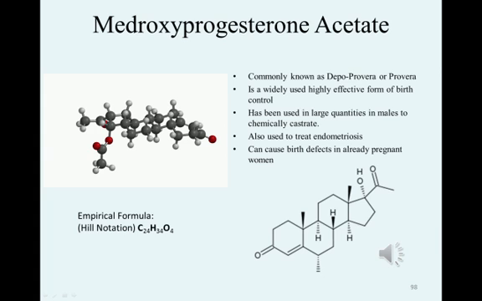Medroxyprogesterone acetate, commonly known as Depo-Provera, is a widely used, highly effective form of birth control. It's also used to treat endometriosis. It can cause birth defects in women that are already pregnant.